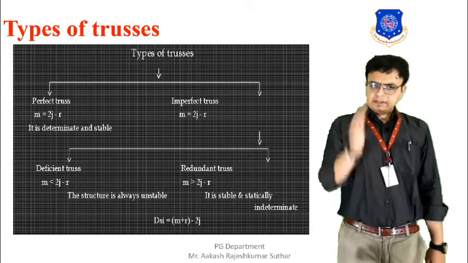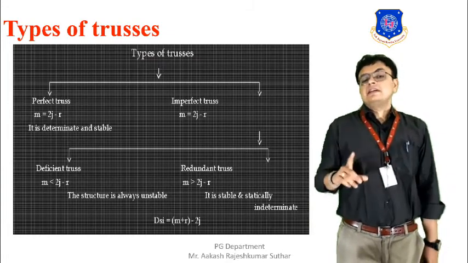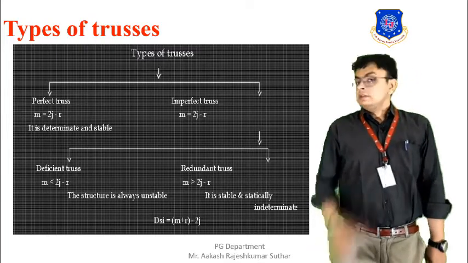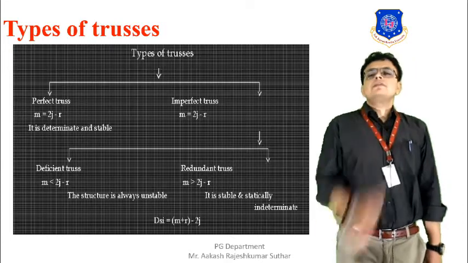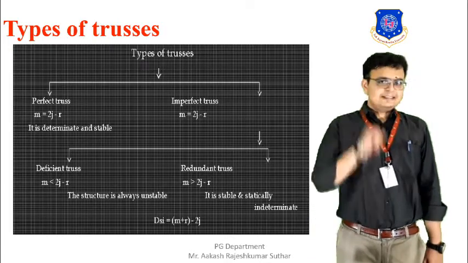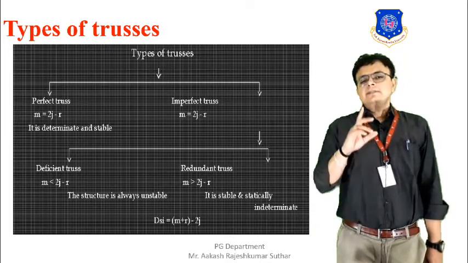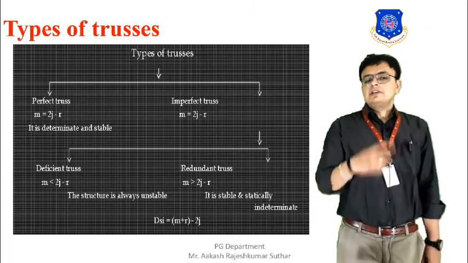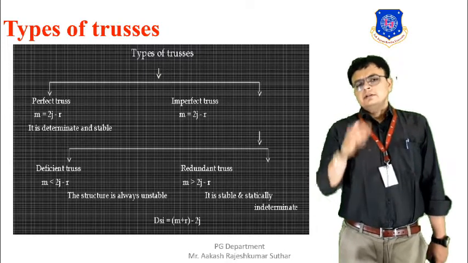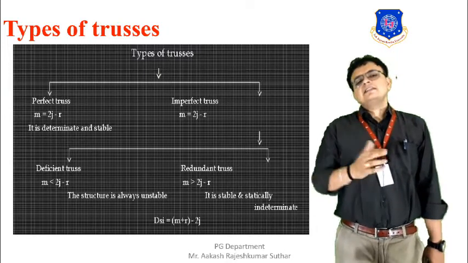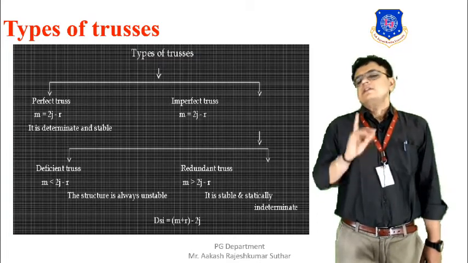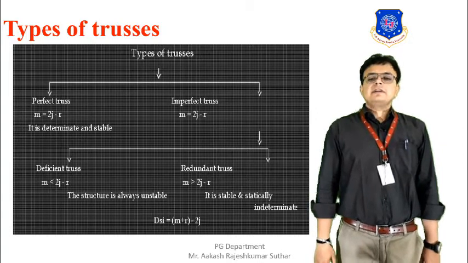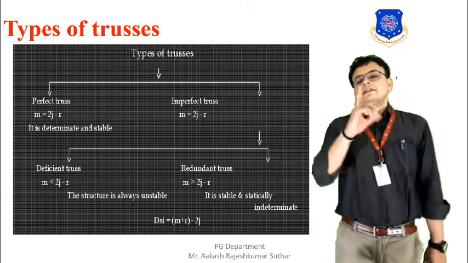But if m is not equal to 2j minus r, then such a truss will be considered an imperfect truss. There is a further subdivision of the imperfect truss. Let's see what they are. The imperfect truss is classified into two categories, the deficient truss and the redundant truss. When m is less than 2j minus r, the truss is considered a deficient truss. And if m is greater than 2j minus r, then it is a redundant truss.